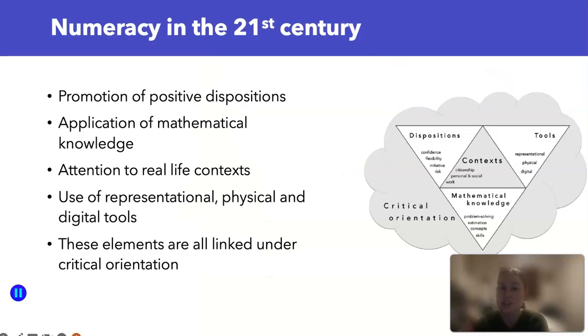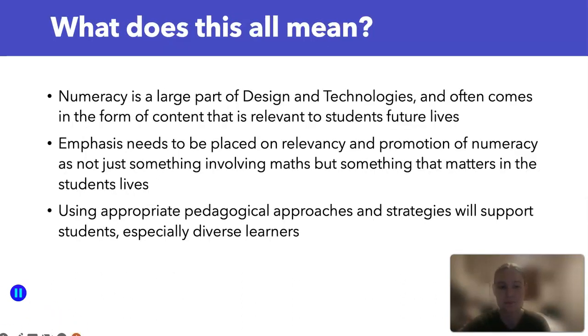Now, we also have numeracy in the 21st century. That's an excellent pedagogical tool to use. The 4 key elements are promotion of positive dispositions, application of mathematical knowledge, attention to real-life concepts, and use of representational, physical, and digital tools. These elements are all linked under critical orientation, and it's a really valid resource to use in the design and technologies classroom. So, what does this all mean?